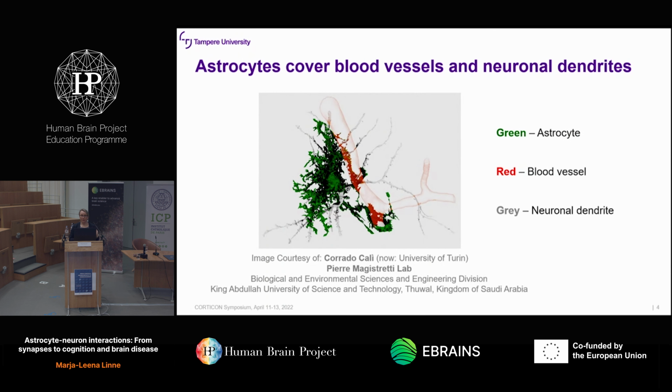With all this branch structure of astrocytes, shown in green on this slide, we can conclude that astrocytes cover many vessels and neuronal dendrites. The blood vessels are shown here in red, and the dendrites in gray. This image is courtesy of Corrado Calì, who used to work in Pierre Magistretti's lab and now has his own lab at the University of Turin.